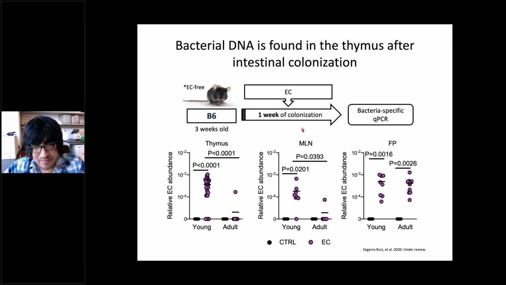To understand if this process was common for different bacteria, and not just specific for SFB, we also colonized our mice with E. coli, and we followed them for 1 week, and again, just as for SFB, we performed E. coli-specific qPCR. Similarly to SFB, we find good colonization levels in fecal pellets, and just as with SFB, we find E. coli DNA only in the thymus and MLN of mice colonized at weaning, and not when they were colonized as adults.